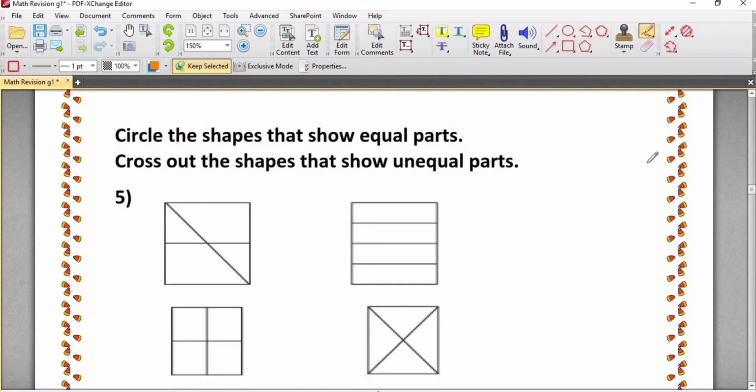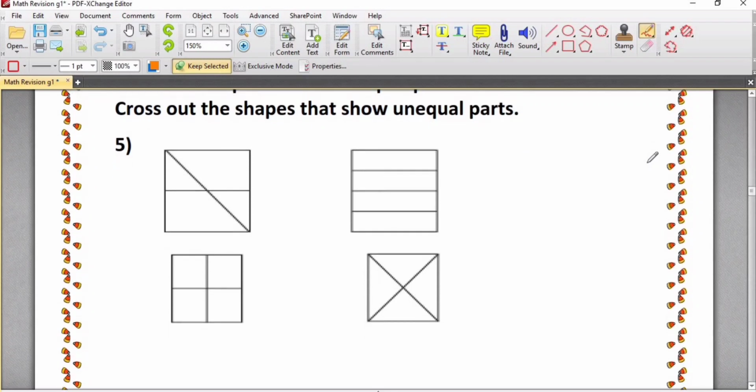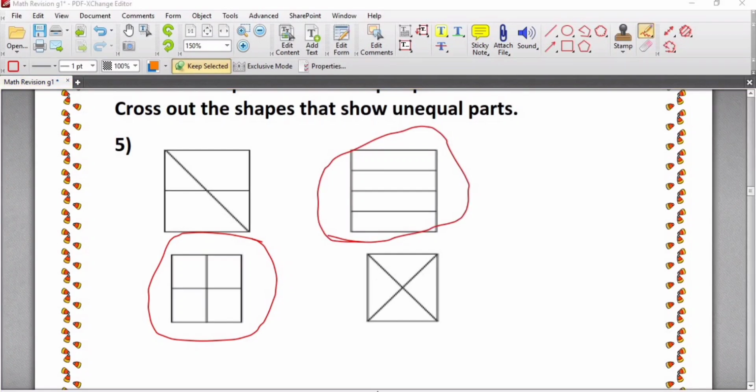Okay, habibi. Here he wants you to circle the shapes that show equal parts, okay? And we will cross out the shapes that show unequal parts. So where are the equal parts here? Can you tell me? Yeah, this is equal parts. Great job. What else, habibi? Come on. Excellent. That's equal parts too. Great job.